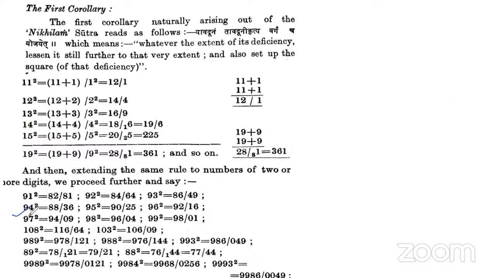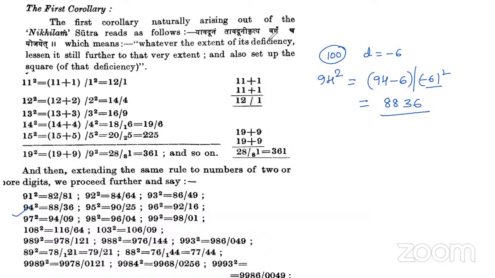And suppose look at here. 94 is there. Okay, 94 is there. The 94 is based on base 100. So the deviation will be minus 6, that is negative. So we are finding the square of this number. So 94, the given number, minus 6 this time, and minus 6 square. So here it will be 88 and this one will be 36. I am writing as it is because 100 has 2 zeros. So 2 digits will be fixed in the right hand part. So I am fixing like that as it is.